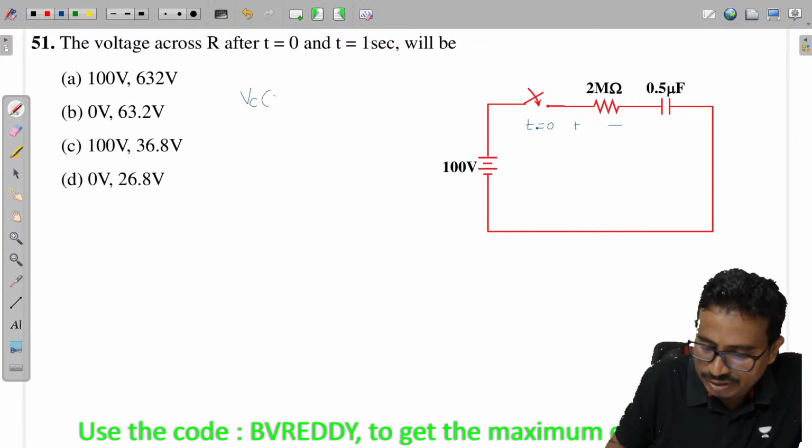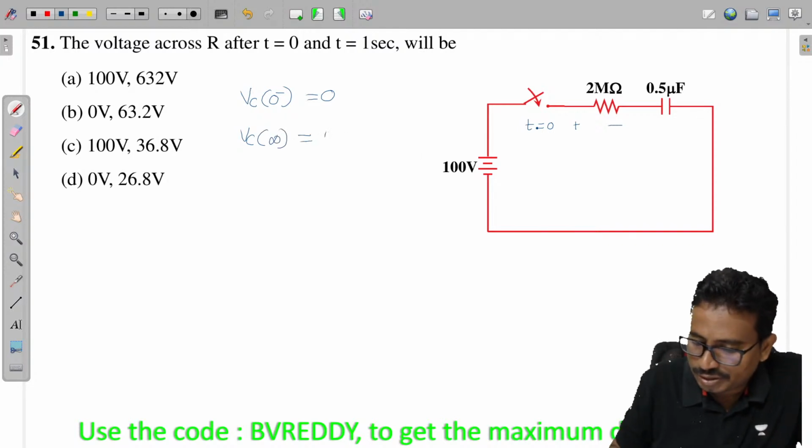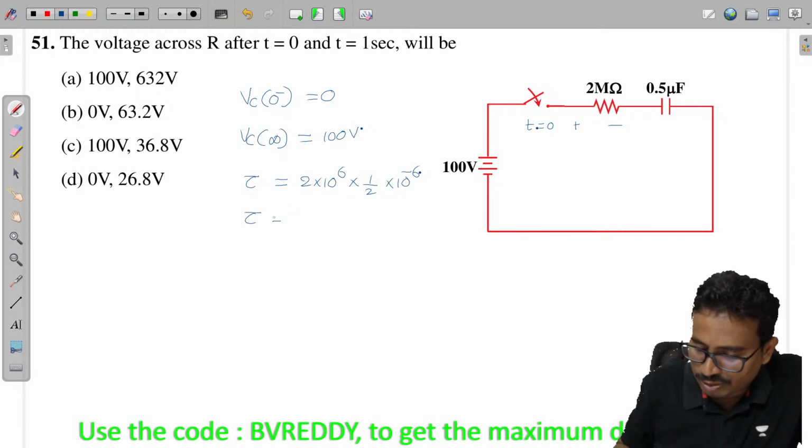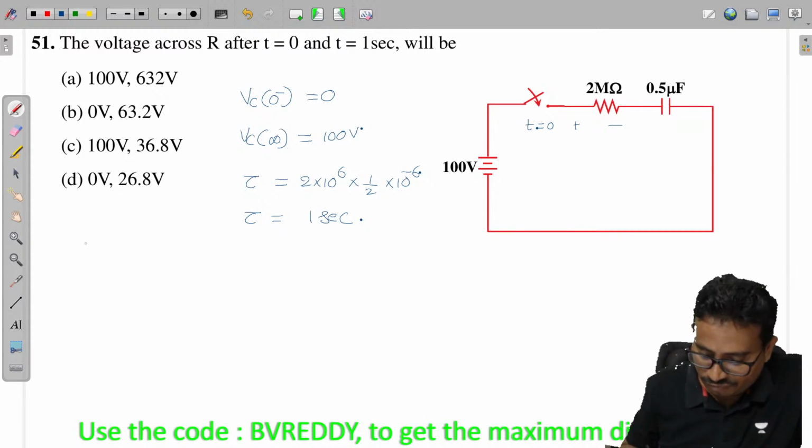So we can say VC of 0 minus is equal to 0, and VC of infinity is equal to how much now here? 100. Then tau is equal to RC, which is equal to 2 into 10 power 6 mega, that is 1 by 2 into 10 power minus 6. So how much is the tau value? It is equal to 1 second.